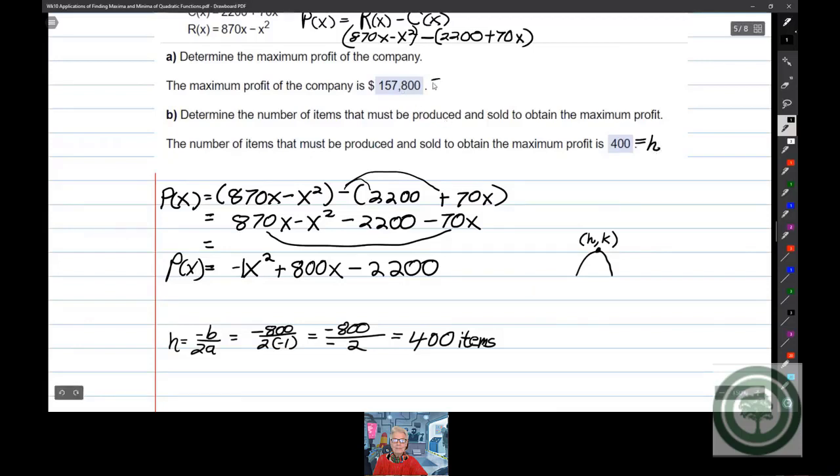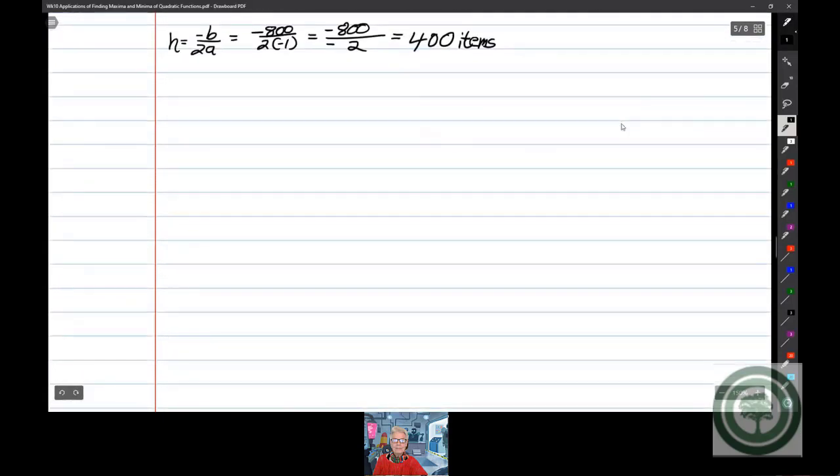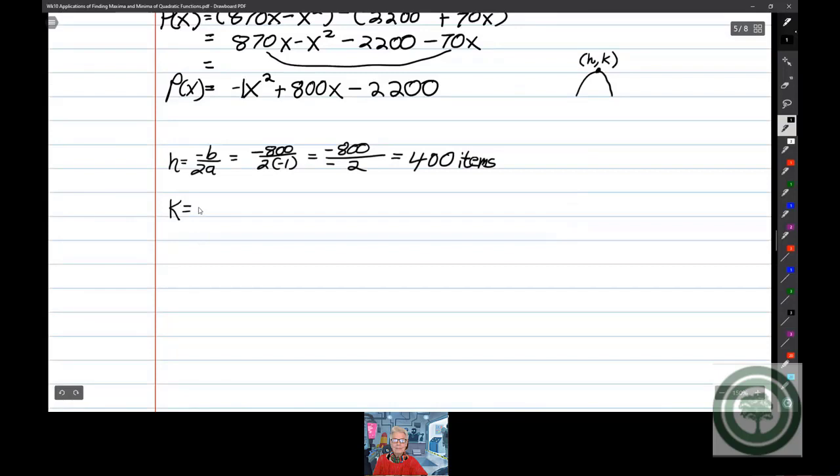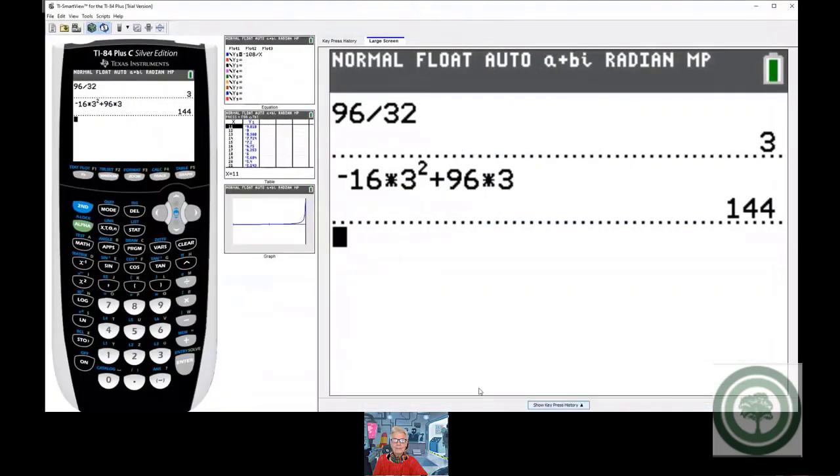Now this is going to be K. So let's look at how we find K. We take our H number. So K is going to equal negative 1 times 400 squared plus 800 times 400 minus 2200. And that definitely calls for a calculator.